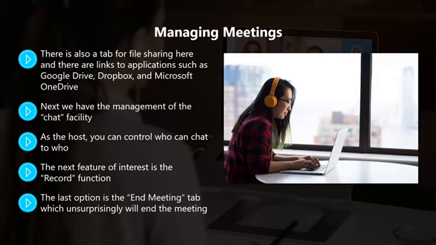The last option is the End Meeting tab, which unsurprisingly will end the meeting. If you need to leave a meeting as the host, but the meeting needs to go on, then you can assign host privileges to a participant. You will first need to enable this facility in the Meetings tab.